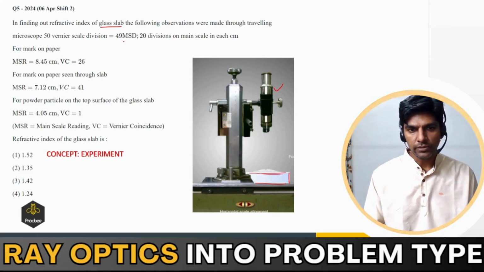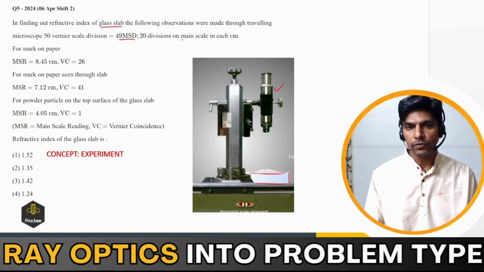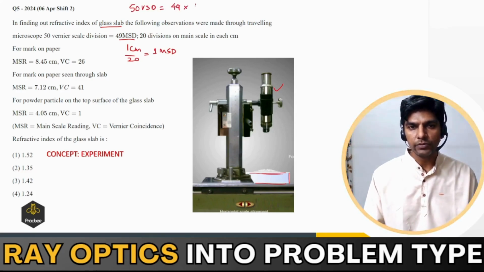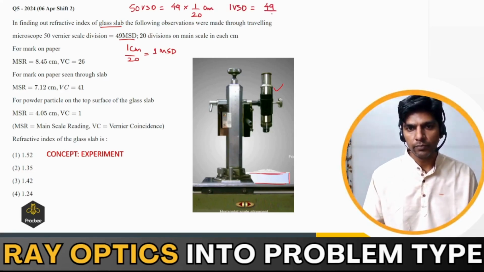50 vernier scale divisions are equal to 49 main scale divisions, and there are 20 divisions on the main scale in each centimeter. What do we mean by 20 divisions on the main scale in each centimeter? 1 by 20 centimeter is 1 main scale division, right? And 50 vernier scale divisions are equivalent to 49 main scale divisions, and 1 main scale division is 1 by 20 centimeter. So from this we can say 1 vernier scale division is 49 by 50 times 20 centimeter.